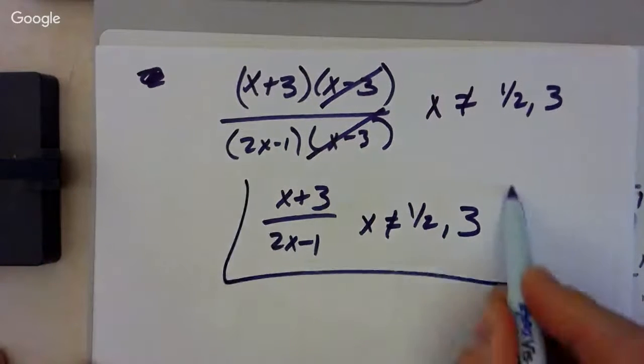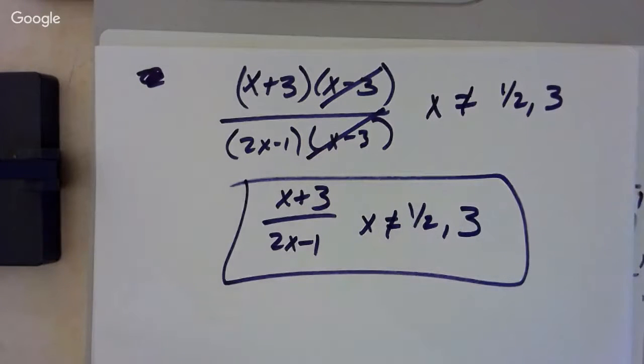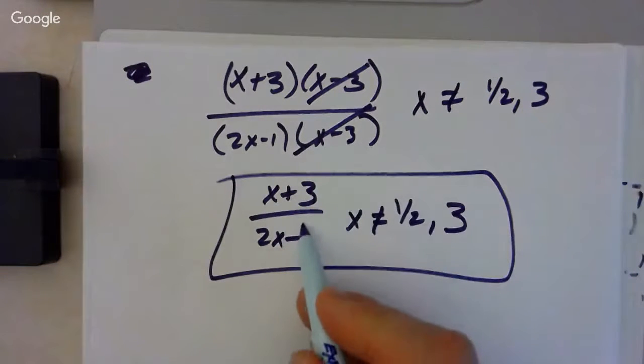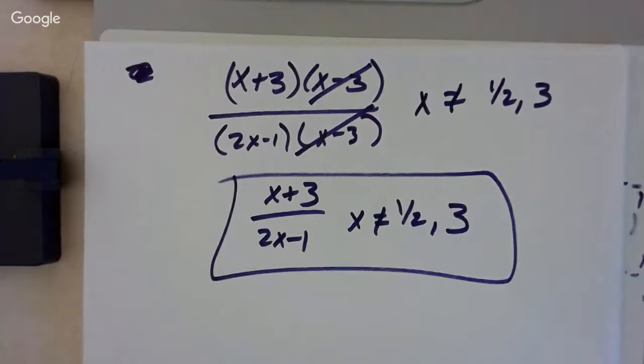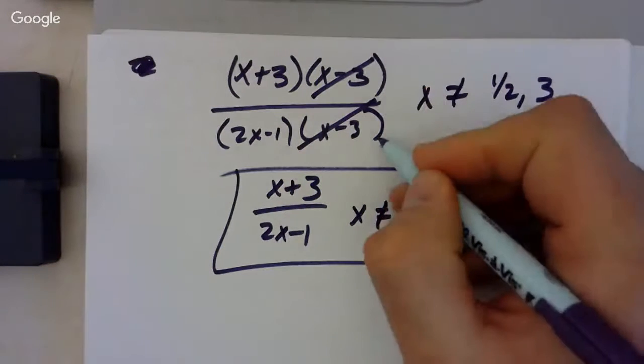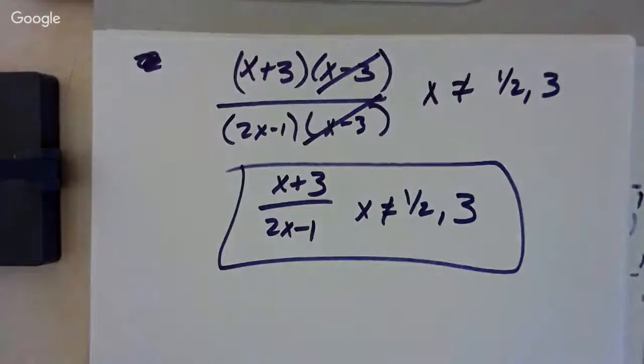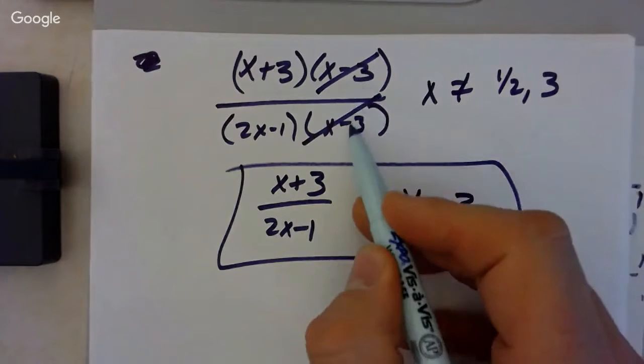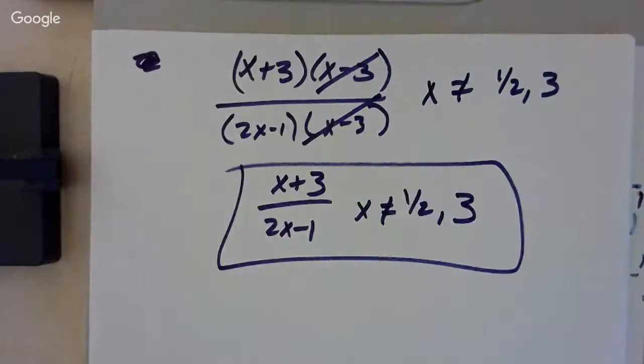Now, is that part of your final answer? Yes, that is, because this tells you what is not in the domain. In other words, this is equal to this as long as x doesn't equal that. Did you say x doesn't equal 1/2 or 3? Yes, right. Or you can write or with the comma. That's the same thing. Because those would divide to 1, and 1 times anything is that thing. So x minus 3 divided by x minus 3 is just a really clever form of 1.